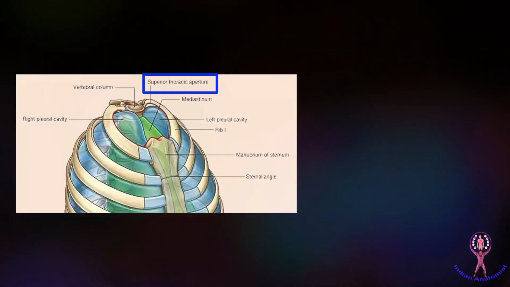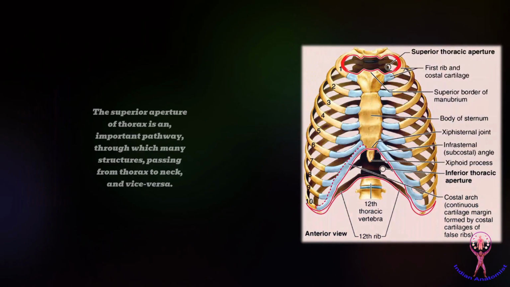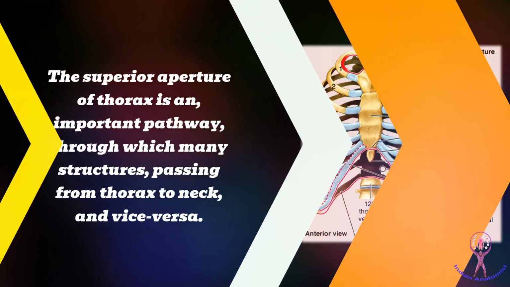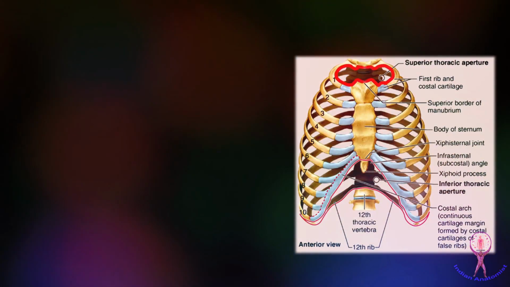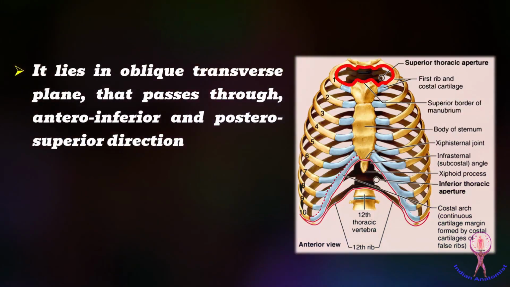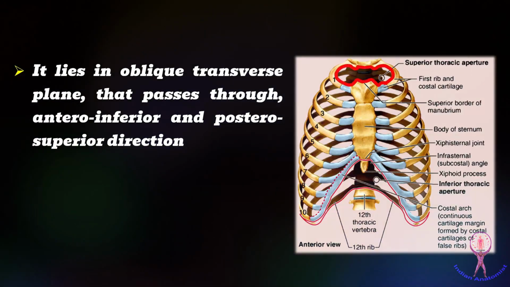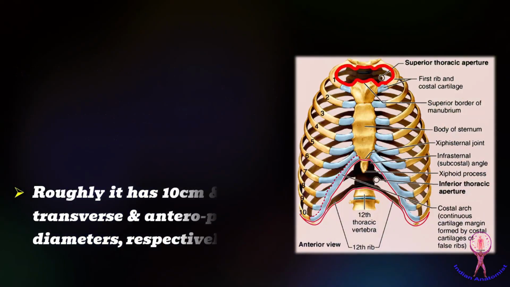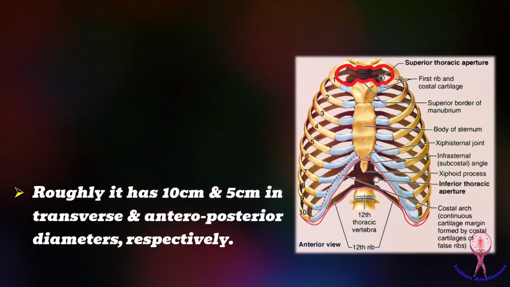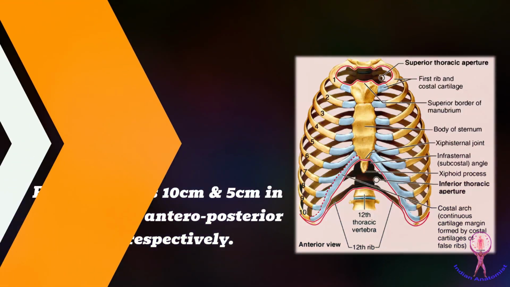The superior aperture of thorax is an important pathway, through which many structures pass from thorax to neck, and vice versa. This aperture is roughly kidney-shaped. It lies in an oblique transverse plane that passes in an antero-inferior to postero-superior direction. It is roughly 10 cm and 5 cm in transverse and antero-posterior dimensions, respectively.